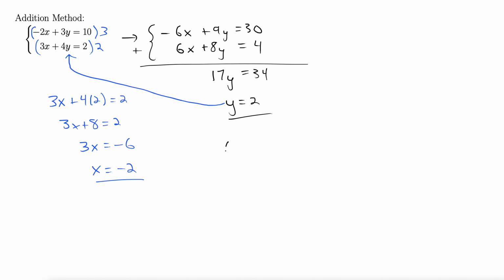So our answer is then, make sure you write the x first, right? Negative 2, 2. So this is our x, this is our y when you convert this into the ordered pair. Negative 2, 2.